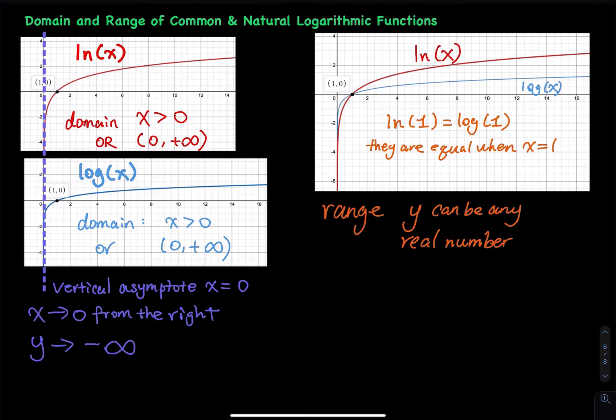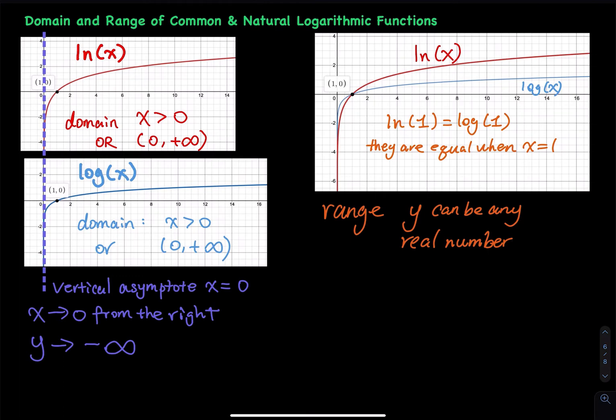And then what else do you see? For Ln and Log, they are both increasing functions, right? There is one x-intercept: when x equals 1, y equals 0. And then the domain is x greater than 0. How come x cannot be equal to 0? Because for both functions, when x equals 0, the function is undefined, because when x equals 0, that is a vertical asymptote. So when x equals 0, nothing is defined. So x must be greater than 0, no equal.